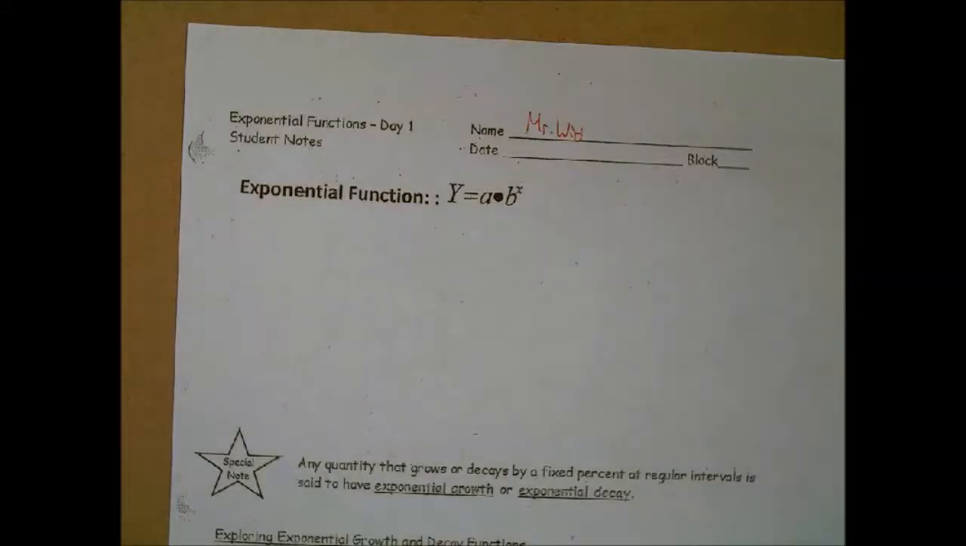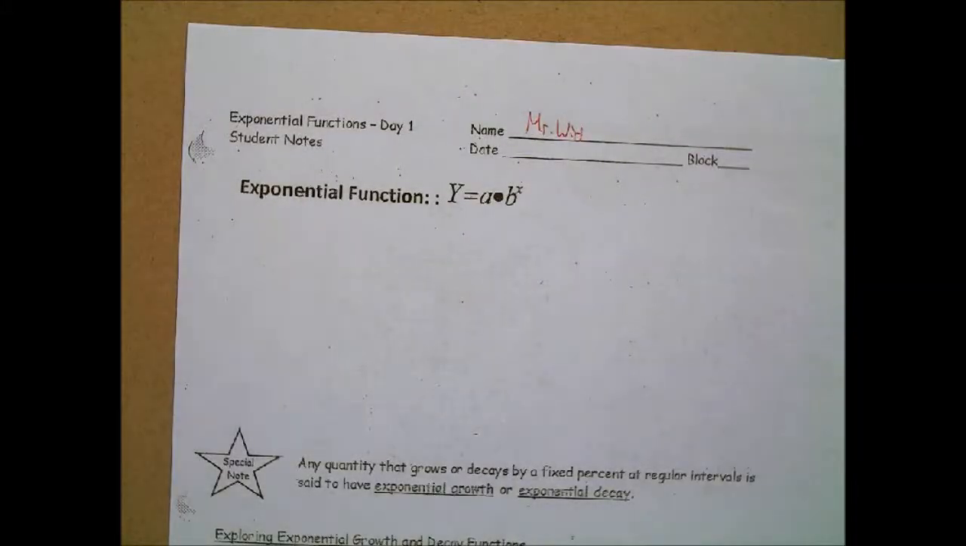A geometric sequence is a pattern where we multiply every time. In other words, to get that pattern, we're going to repeatedly multiply.